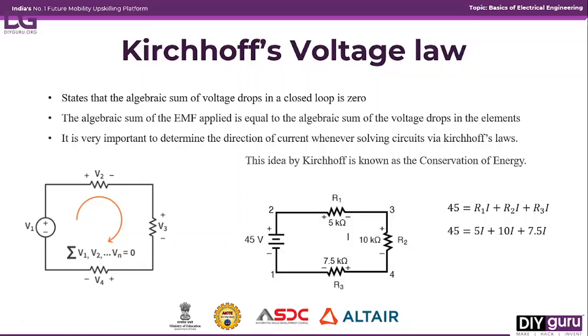Or you can define the same statement as the algebraic sum of EMF applied, or the voltage. EMF is nothing but voltage here, so don't get confused. The applied voltage is equal to the algebraic sum of the drops in the elements. The supply voltage appears as drops across these three elements. So V1 is equal to V2 plus V3 plus V4. That is simple. The source or the applied voltage is equal to the drop across all the elements.